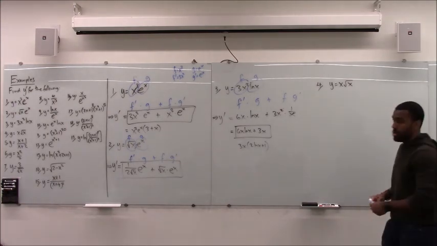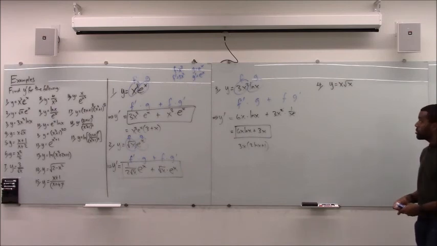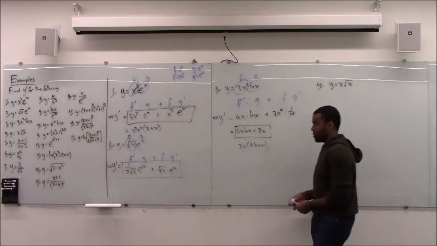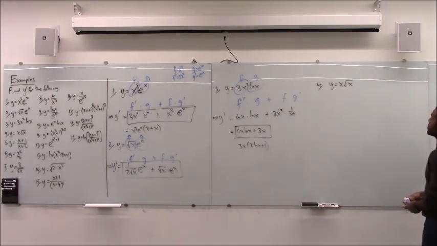Ideas for this one, what would you do here? Yeah? It would be radical x plus x times 1 over 2 radical x. So you're applying the product rule here? Yeah.